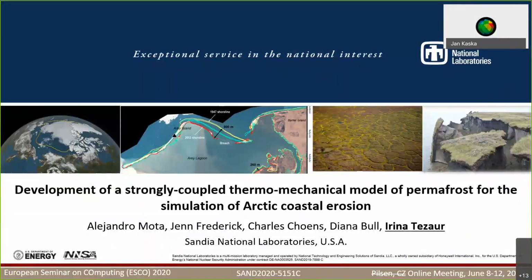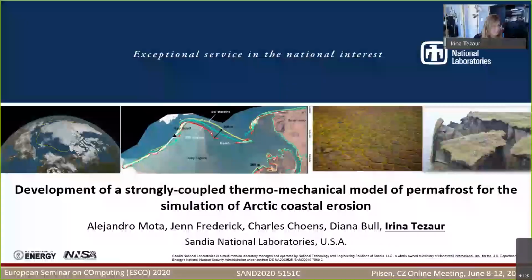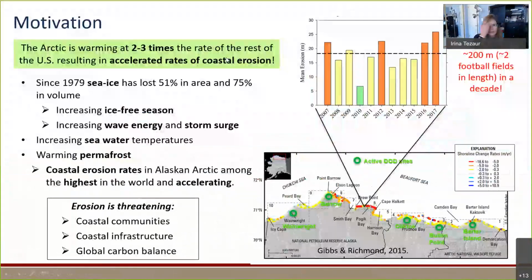Perfect. Okay, so I'm going to be talking about the development of a strongly coupled thermo-mechanical model of permafrost for the simulation of Arctic coastal erosion. This is primarily work done with Alejandro Mota, Jen Frederick, Charles Choens, and Diana Bull, who are colleagues of mine at Sandia National Labs. Okay, so I wanted to start with a little bit of motivation for this work.